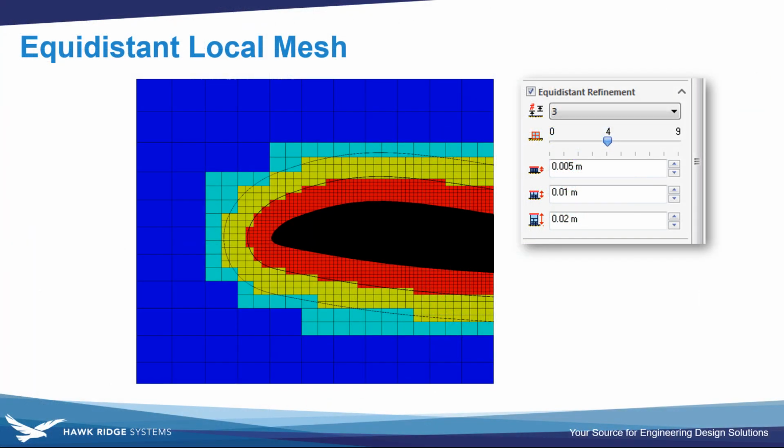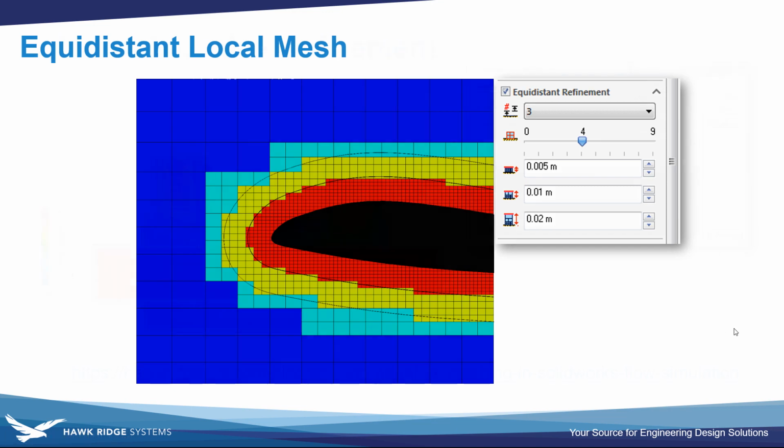Finally, there are a couple other methods for mesh refinement that we didn't talk about. One is an equidistant local mesh. This is an option you can turn on to allow you to generate shells or layers of certain refinement levels at certain offset distances off the model. This is really useful for aerodynamic problems such as the airfoil here.